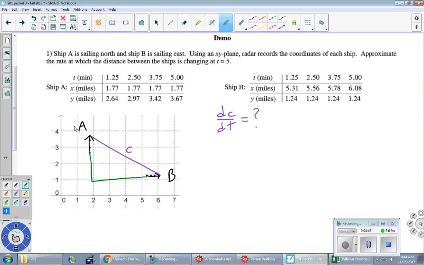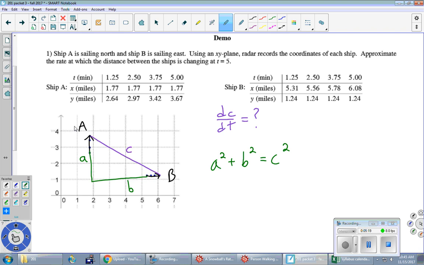And so how about we call this guy over here A and this guy over here B. Clearly A and B are changing, right? You can't put them as constant numbers. They're both getting longer as these ships move north and east. And we need an equation that relates A, B, and C. What is it? It's the Pythagorean theorem, right? So that's the equation we pull out of a hat. A squared plus B squared equals C squared is our equation.